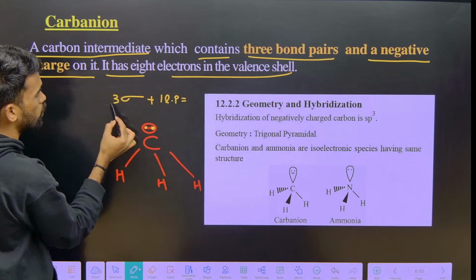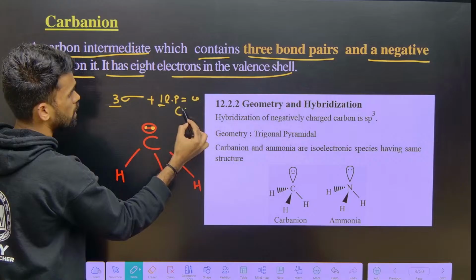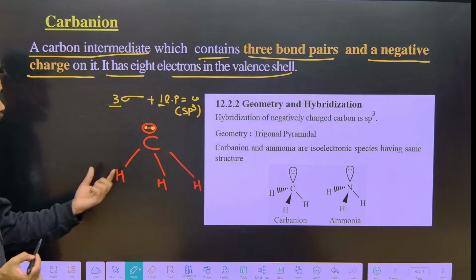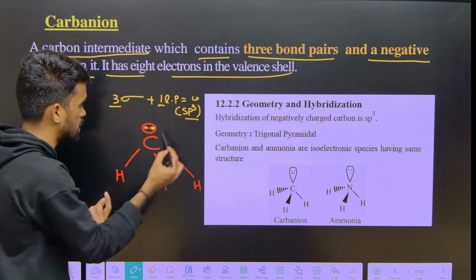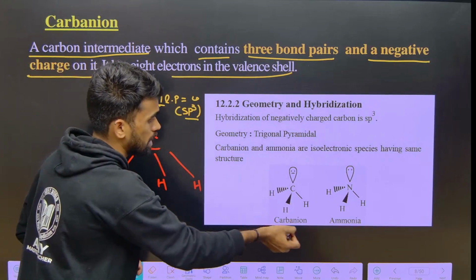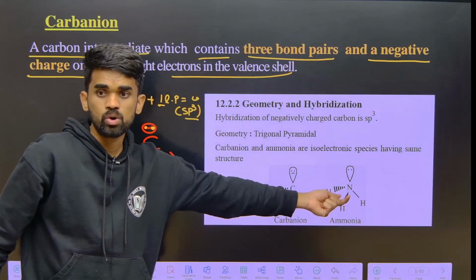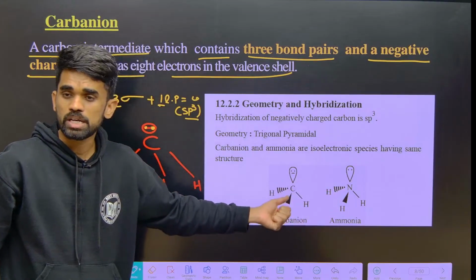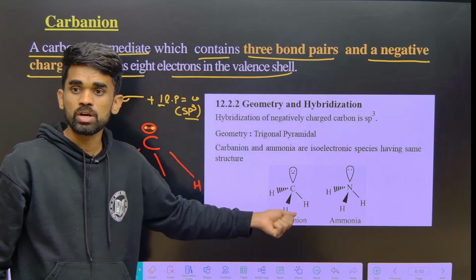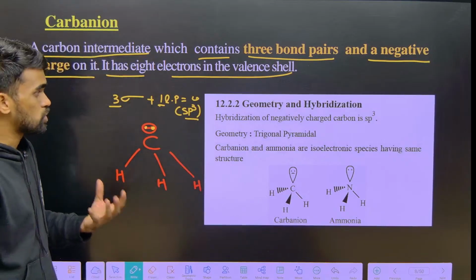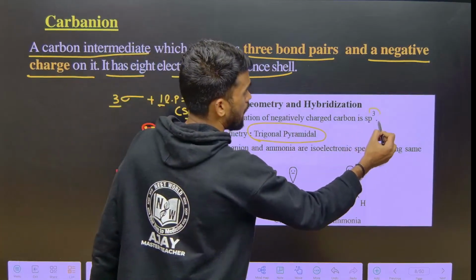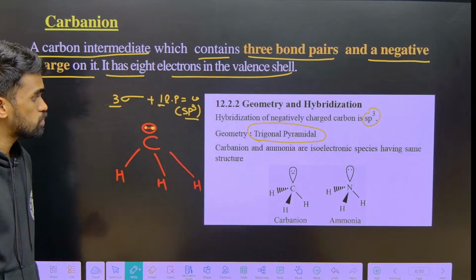What is the hybridization we are going to get? 3 plus 1 is 4. 4 means what? sp3 hybridization. So 4 hybrid orbitals are there: 3 are with bond pairs, 1 is with the lone pair. So what is the geometry? It will look similar to the ammonia structure. What is the shape I should call it? It should be trigonal pyramidal. What is the geometry of the molecule? Trigonal pyramidal. And what is the hybridization of the carbanion? It is sp3. Remember these points, very very important.